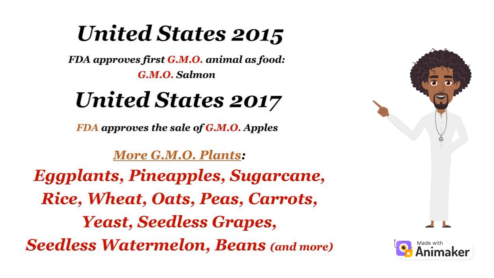Now, here are more genetically modified plants for human consumption. Eggplants, pineapples, sugarcane, bananas, rice, wheat, oats, peas, carrots, yeast, seedless grapes, seedless watermelon and beans. These are hybrid plants. Sweet potatoes, broccoli and cauliflower.